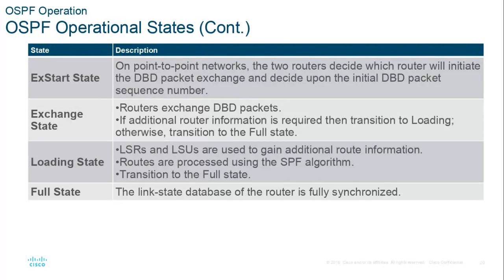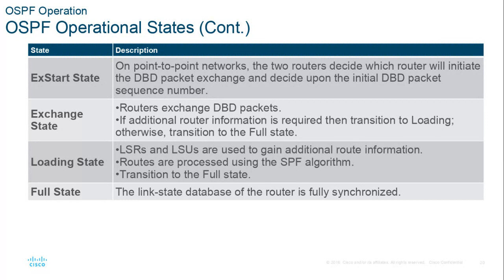Then we go to a state called the exchange state, where we actually send our routing table information to each other. If I need additional information, I'm going to go to the loading state and ask for additional link state updates, link state acknowledgments and requests. And once all the routing table and topology information is in sync between all the routers in this entire area, we're going to be at the full state.